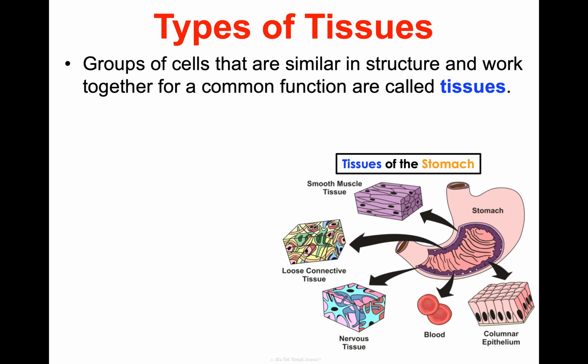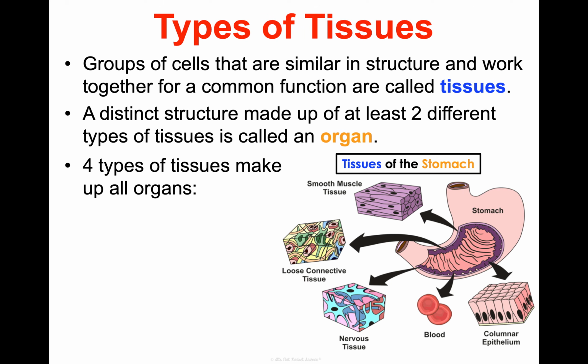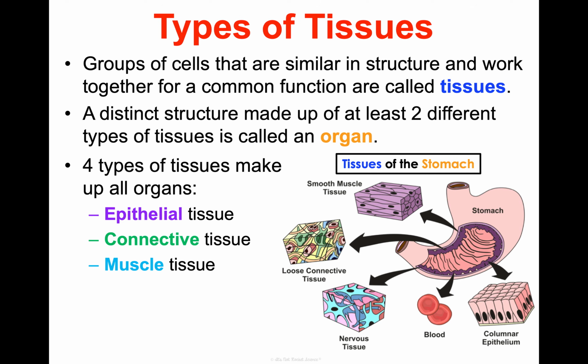So, remember, groups of cells that are similar in structure and work together for a common function are called tissues. And then a structure that's made up of at least 2 different types of tissues is called an organ. So that's kind of where we are in the hierarchy of organization in a human. And there's 4 types of tissues that make up all organs: epithelial, connective, muscle, and nervous. And a lot of organs actually have all 4 tissues in them. And so that's something we're going to look at.